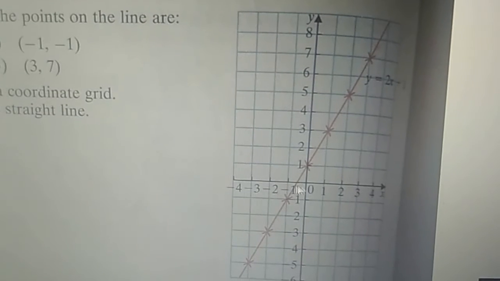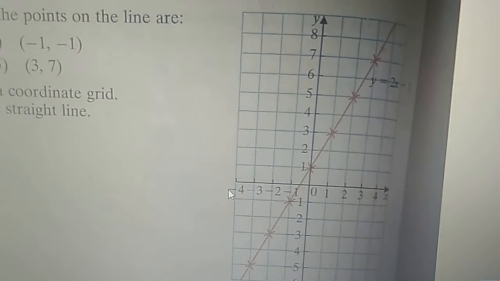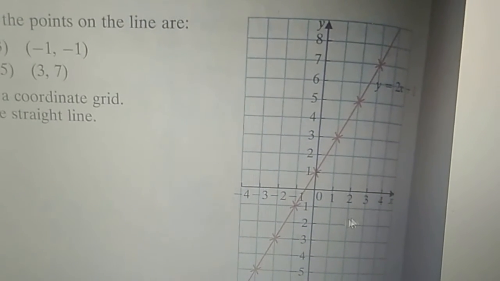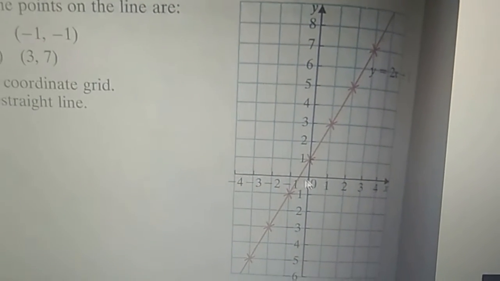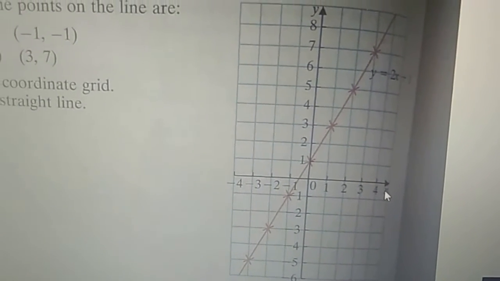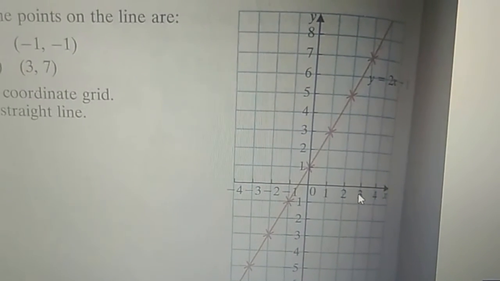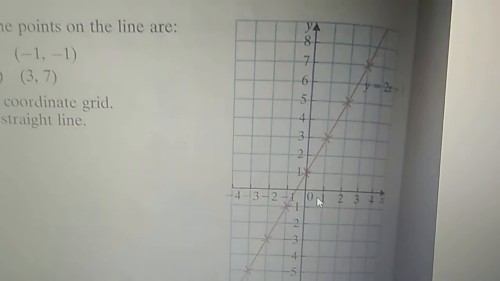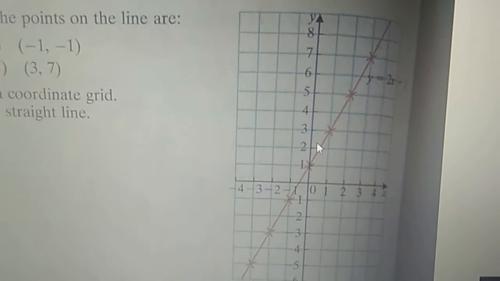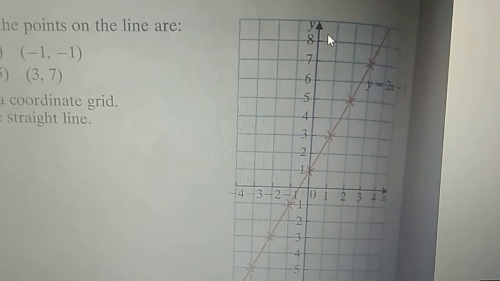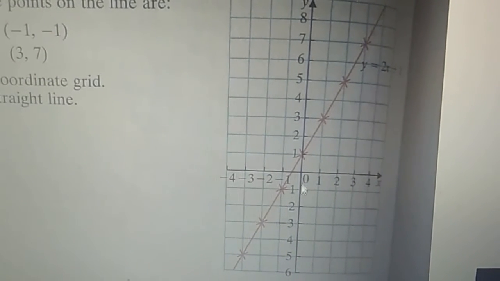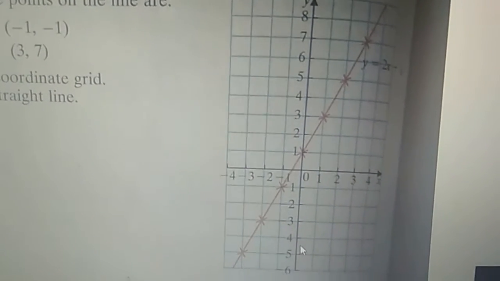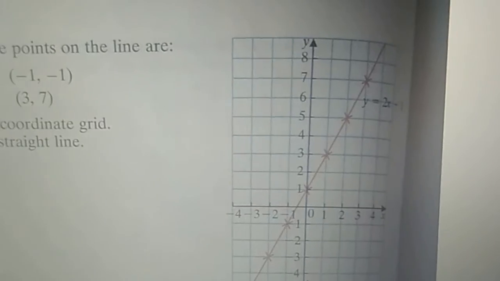On the left side of the x-axis we have all the negative values, and on the right side of the x-axis we have all the positive values. In the center we have 0, both for the x-axis and y-axis. On the upper side of the y-axis we have all the positive values, and on the lower side of the y-axis we have all the negative values. So keep that in mind.